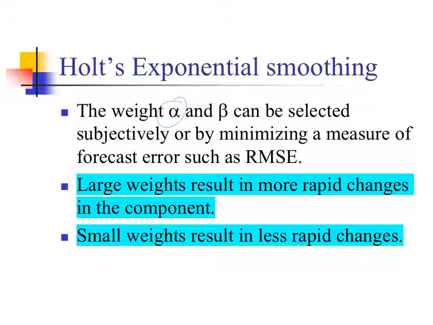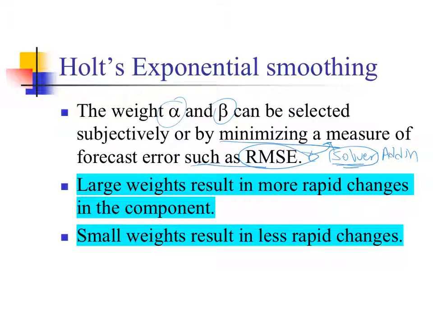The weights alpha and beta can be selected subjectively. You can determine the weights, or do it by minimizing a measured forecast error such as root mean square error. So here, if you want to minimize the error, I highly recommend you use the Solver add-in in Excel, because it's going to calculate for you the best alpha and beta that minimize the root mean square error.